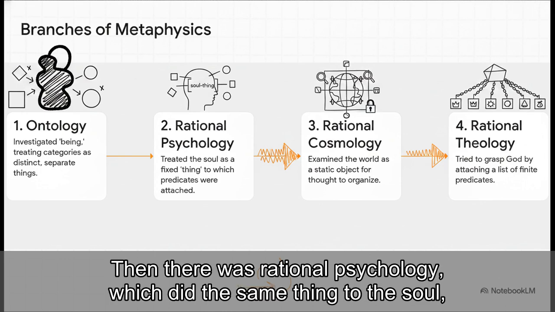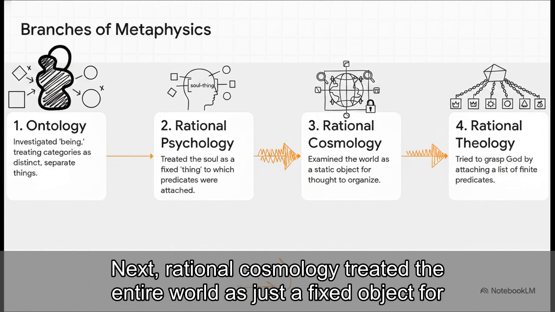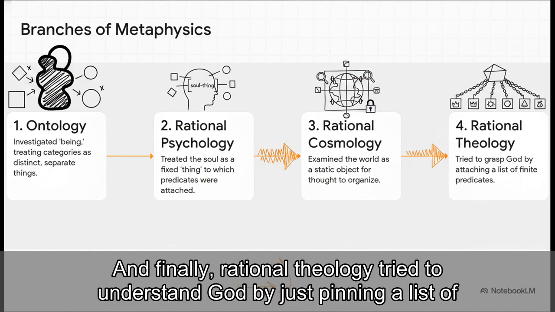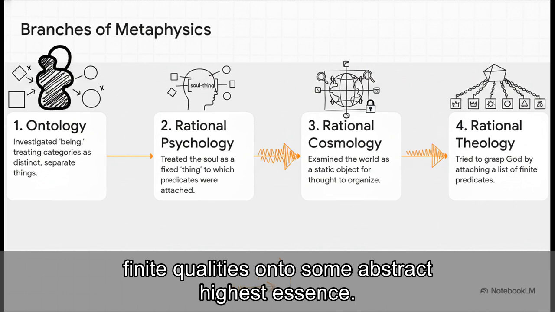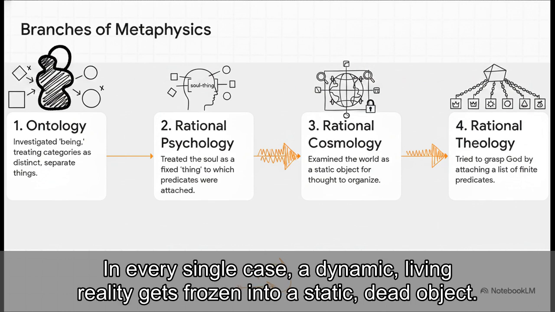Then there was rational psychology, which did the same thing to the soul, turning it into a static soul thing. Next, rational cosmology treated the entire world as just a fixed object for our minds to classify. And finally, rational theology tried to understand God by just pinning a list of finite qualities onto some abstract highest essence. Do you see the pattern here? In every single case, a dynamic, living reality gets frozen into a static, dead object.